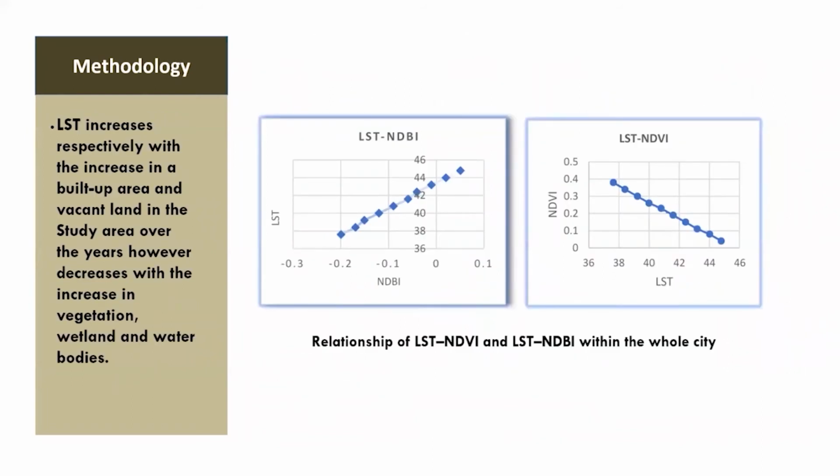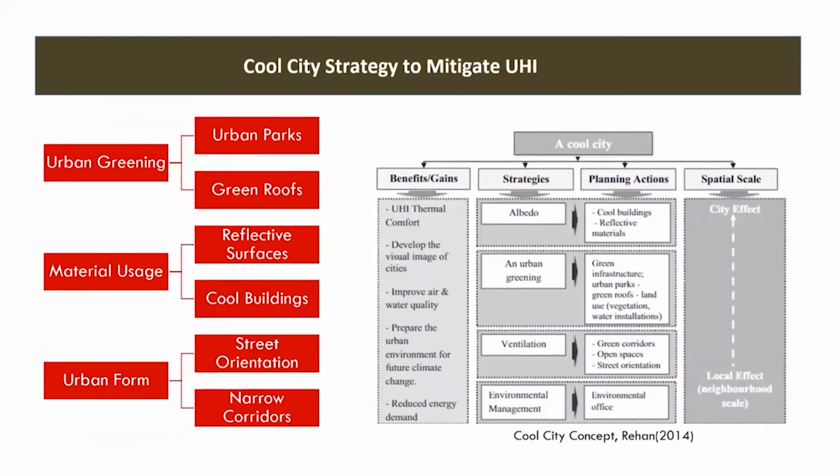One of the very important results of this research is the relationship that land surface temperature has with NDVI and NDBI. Land surface temperature increases with the increase in built-up area and vacant land in the study area over the years. However, it decreases with the increase in vegetation, wetland, and water bodies. So you see the importance of the role urban planning and design can play in creating these spaces for every neighborhood that is designed. And then we look at different strategies of how we can mitigate the urban heat island.